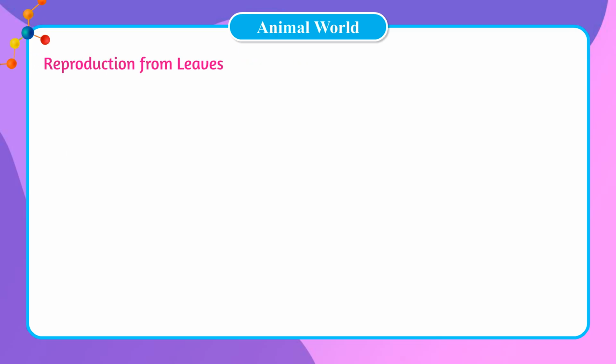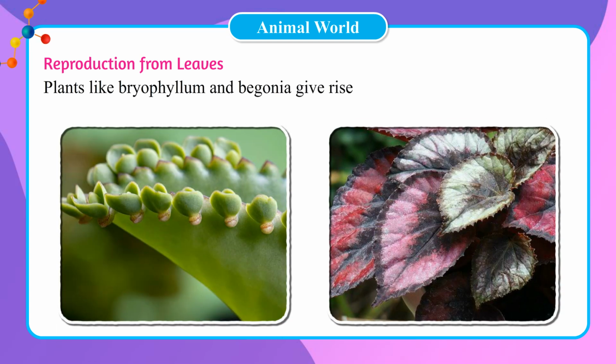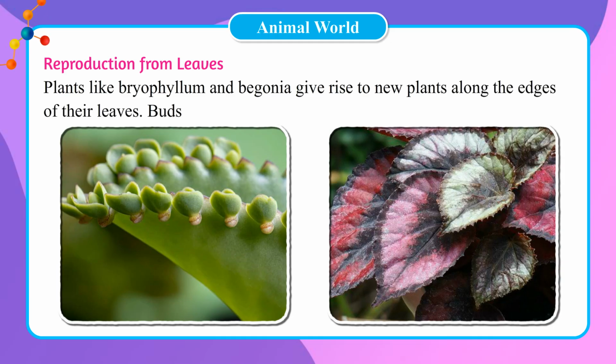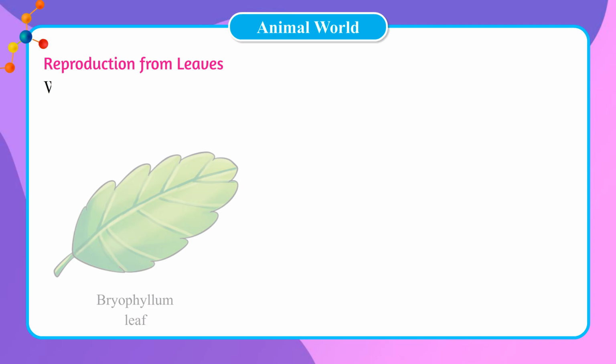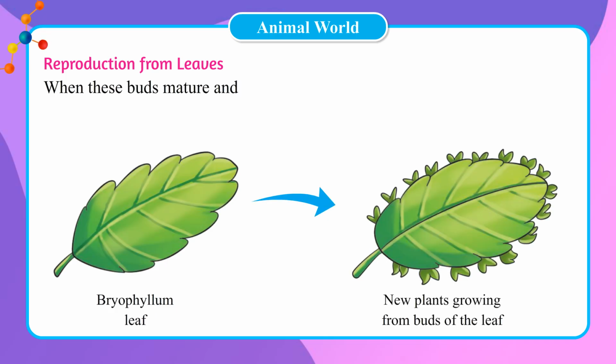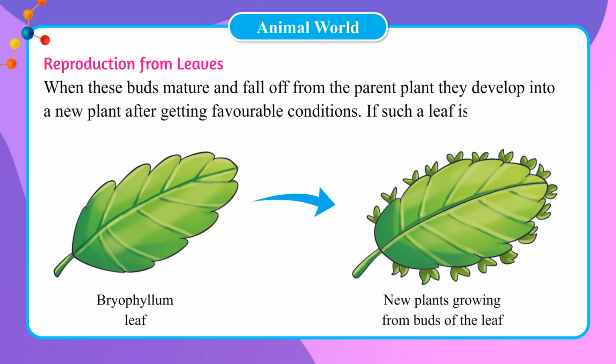Reproduction from leaves. Plants like bryophyllum and begonia give rise to new plants along the edges of their leaves. Buds are present in the notches along the leaf margins in a bryophyllum plant. When these buds mature and fall off from the parent plant, they develop into a new plant after getting favorable conditions. If such a leaf is sown in soil, it grows into a complete plant.